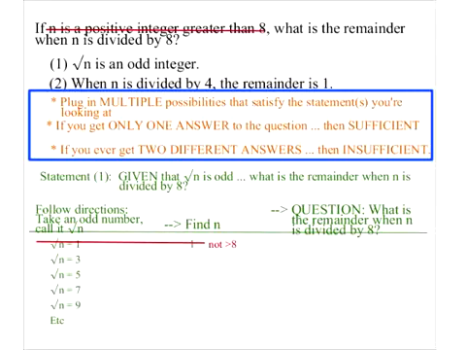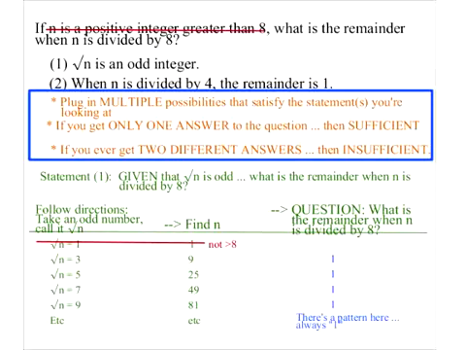More possibilities. If square root n is 3, then n will be 9. 25, 49, 81, etc. So you've got to answer the question. Well, what's the remainder when you divide 9 by 8? The remainder is 1. What's the remainder when you divide 25 by 8? It's 1. 49 by 8, remainder is 1. 81 by 8, remainder is 1. And you can tell there's a pattern here. Always 1.